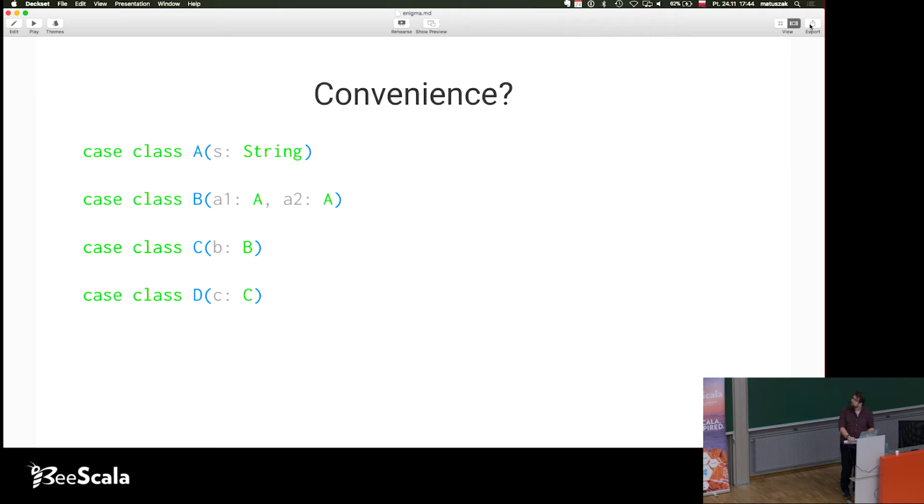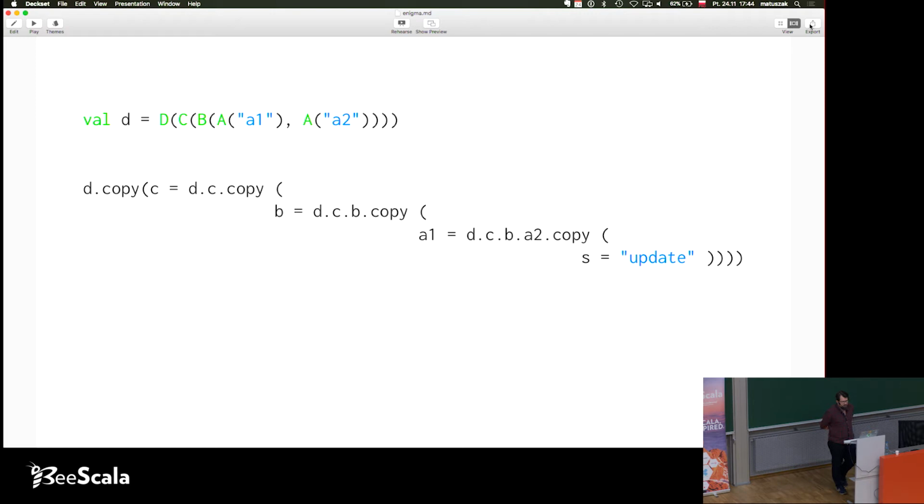And convenience. Imagine we have some case classes like this, and once we create an instance of the object, D is taking C, the C is taking B, is taking 2 A's. And if we want to update the most nested A inside this structure, then we need to write code like this. It's maybe not really difficult to write, but it's a pain to write code like this.